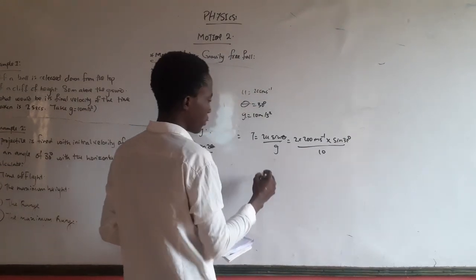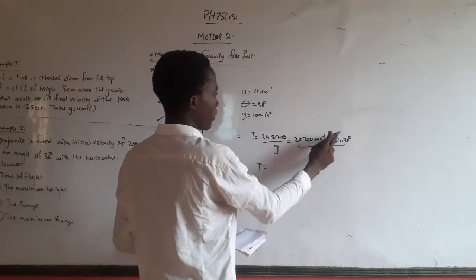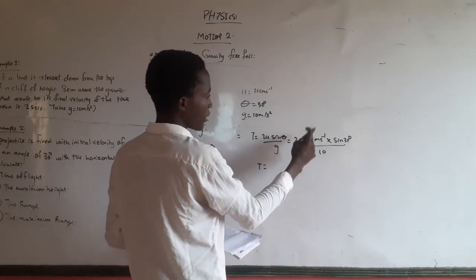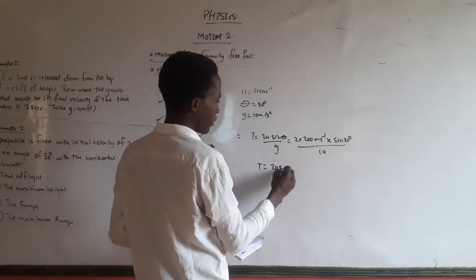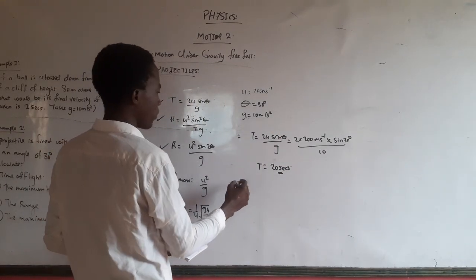When you use your calculator, you should get something like this. Sine 30 degrees is 1 over 2, 0.5. So 1 over 2 multiplied by 2 is 1. Multiplying everything and dividing, you should have 20 seconds. Do you understand? You can use your calculator to confirm this. So let's move on to H.